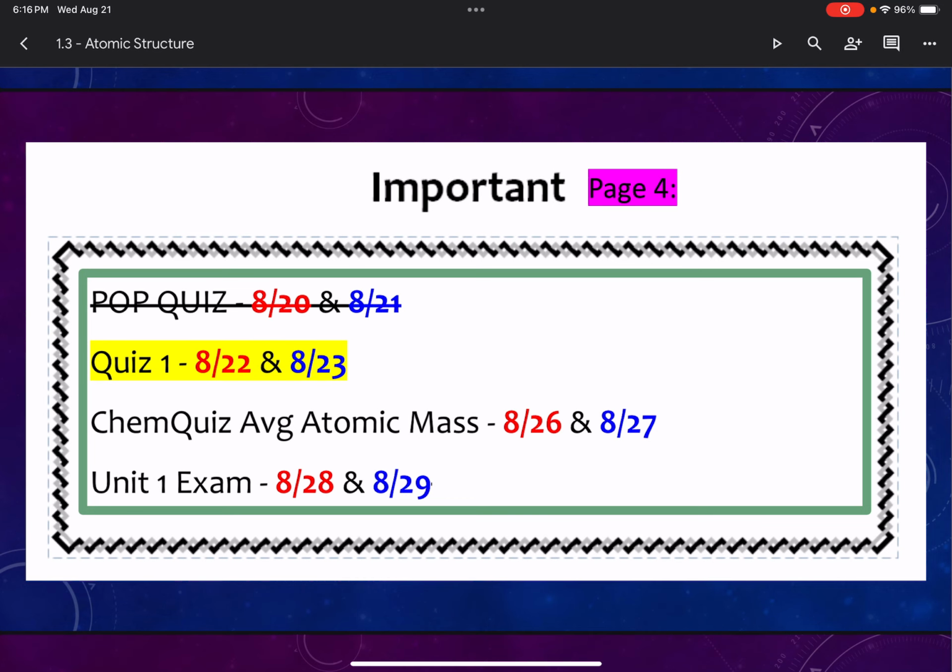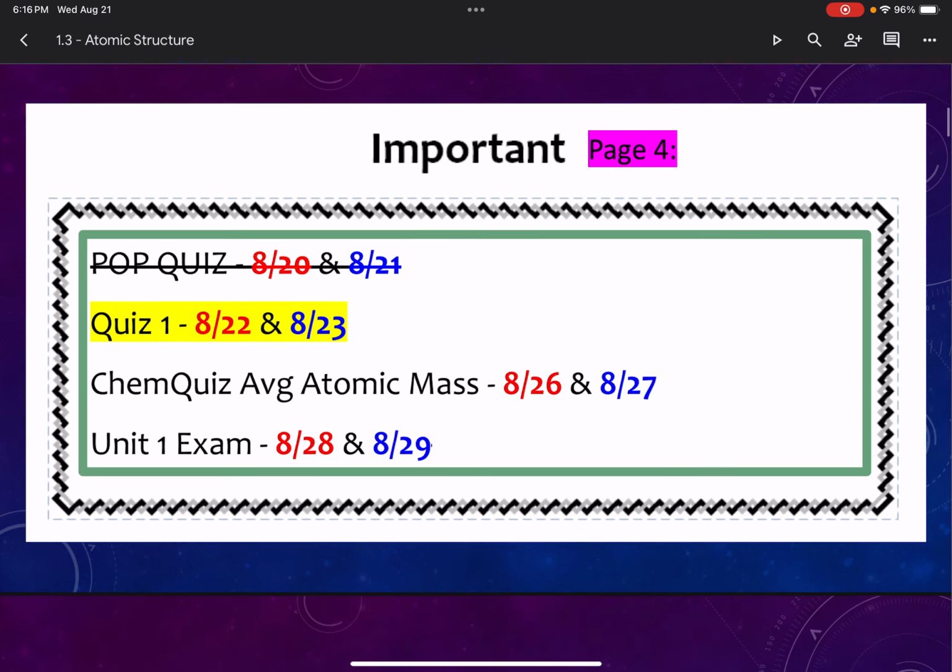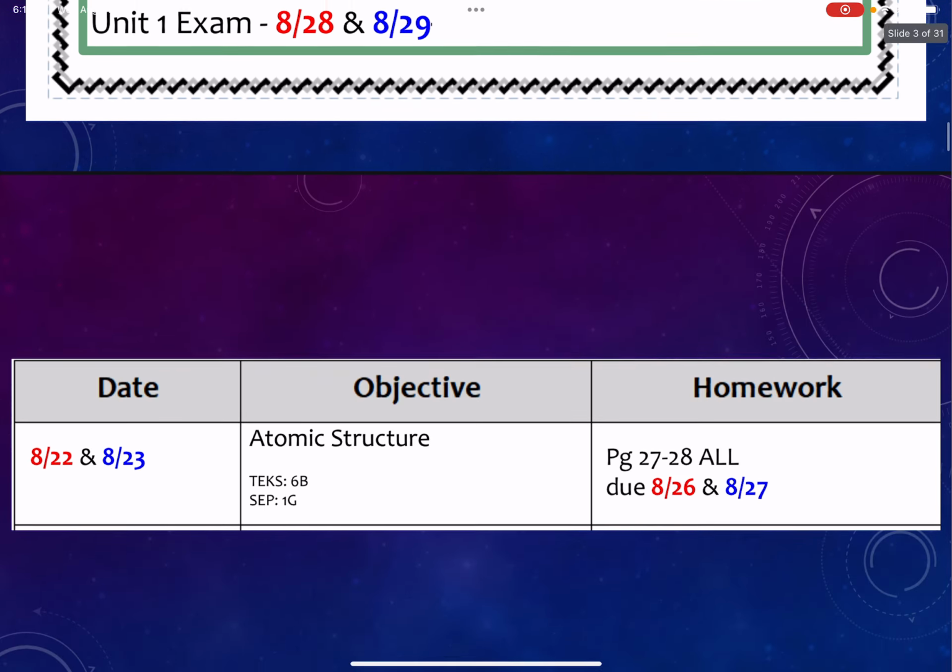Okay, this video is to cover Unit 1, Day 3. We're going to go over atomic structure. Here are your important dates coming up. We have a quiz today in class, or on 8/22. This quiz is going to be on Canvas. You can go take it there.